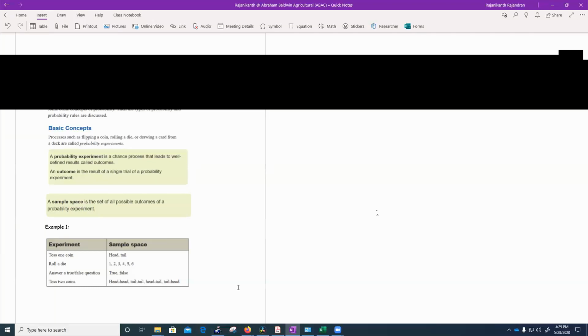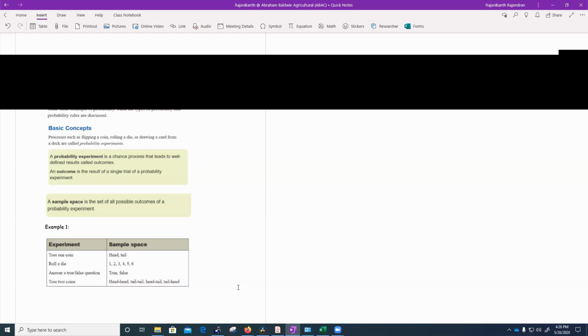Let's get started. So today we are going to look at chapter 4, section 4.1. This is about probability and counting rules. Before going to look at those, let's look at the definition of probability. Probability is the mathematical term for the likelihood that something will occur or happen. The basic concept of probability is given here.